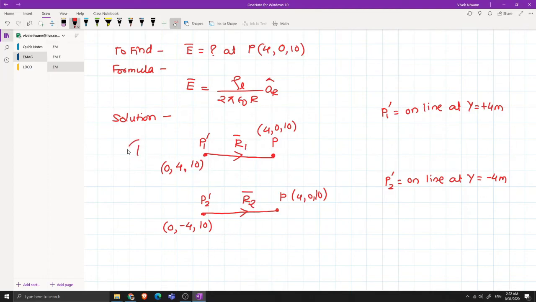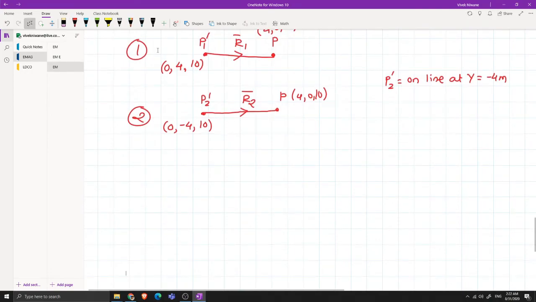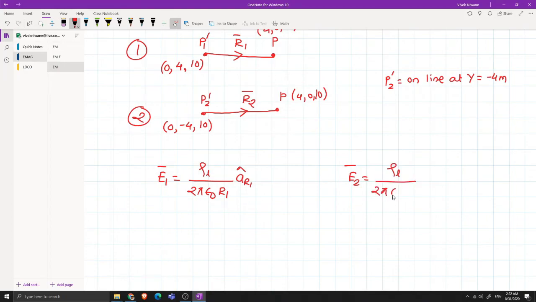So for the first case and for the second case, we will write down the formula for electric field intensity. What will we have? E1 bar for the first case is rho L upon 2 pi epsilon 0 R1 into aR1 cap. Then E2 for the second case is equal to rho L upon 2 pi epsilon 0 R2 into aR2 cap.